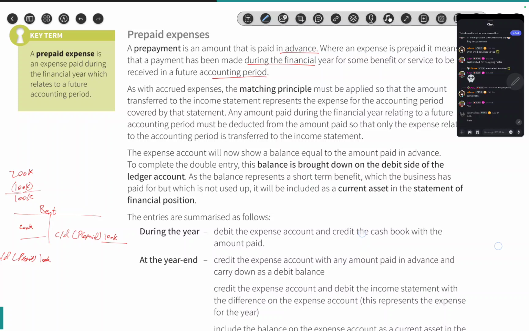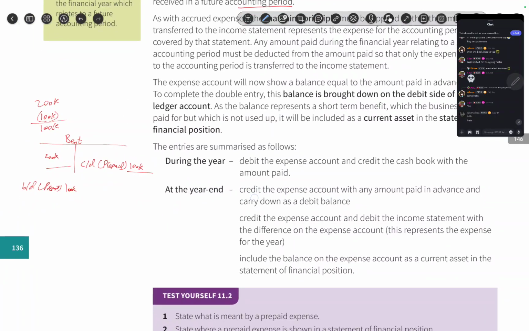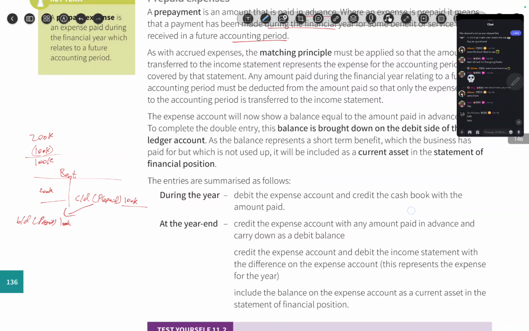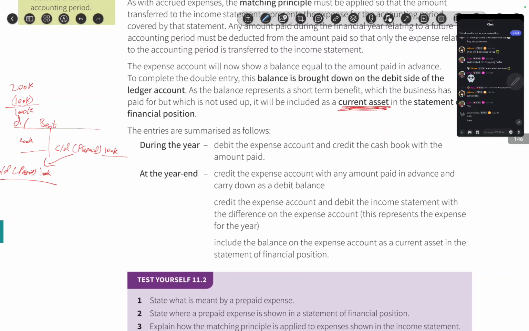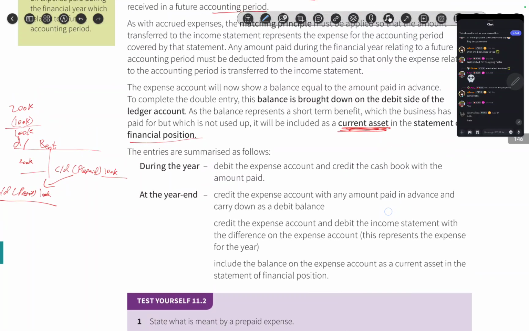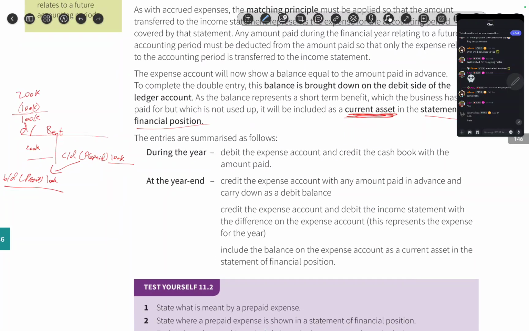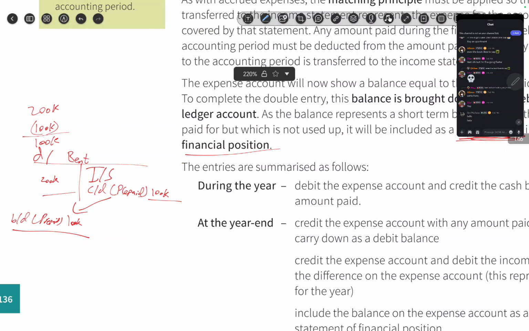Any amount paid in advance, the expense account will not show a balance equal to it. Then the balance is brought down. As the balance represents a short-term benefit, it will be included as a current asset. Since it's a current asset, it's being debited. This prepaid rent is a current asset, and that's why it's going to be debited. It's also going to be shown as a current asset in the statement of financial position, which is your balance sheet. It will not come in the income statement because you already adjusted everything for the income statement. You get the final amount of the income statement through this.